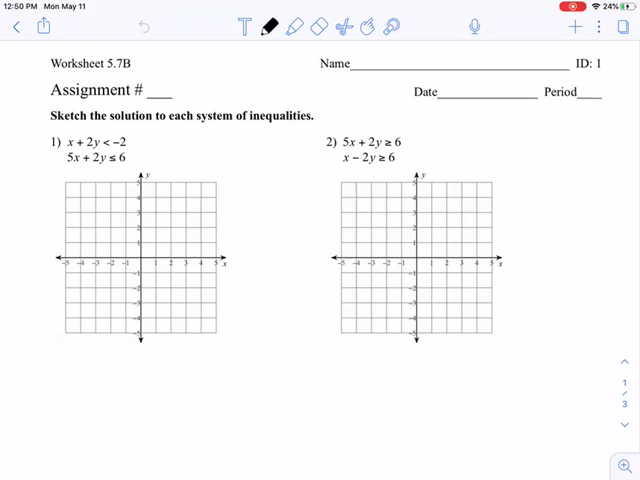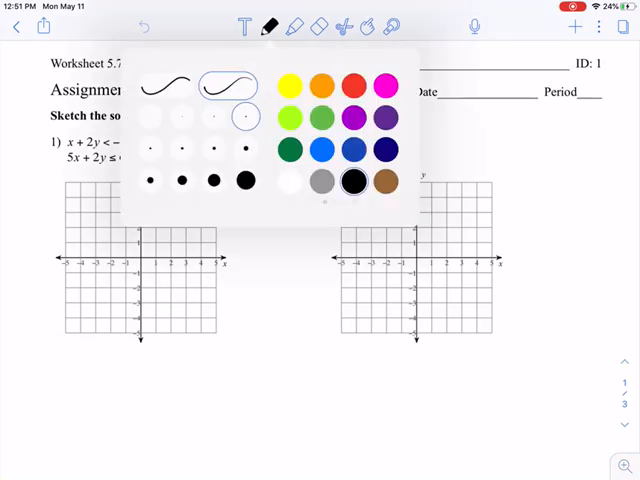For our second lesson in section 5.7, again, we want to graph a system of inequalities. If you look at the equations on this worksheet, notice that they're not in the form y equals mx plus b. So we want to go ahead and put them in that form first, so then we can go ahead and graph our lines accurately.